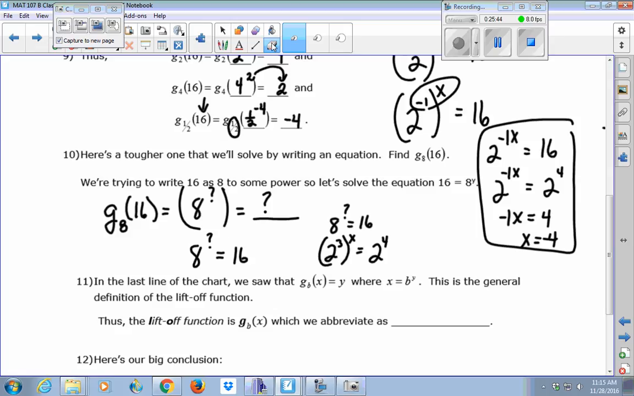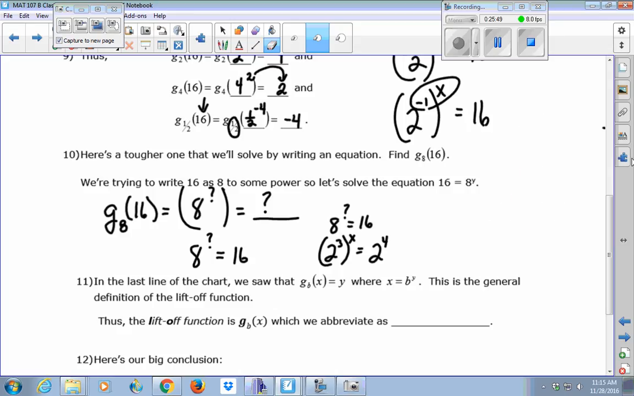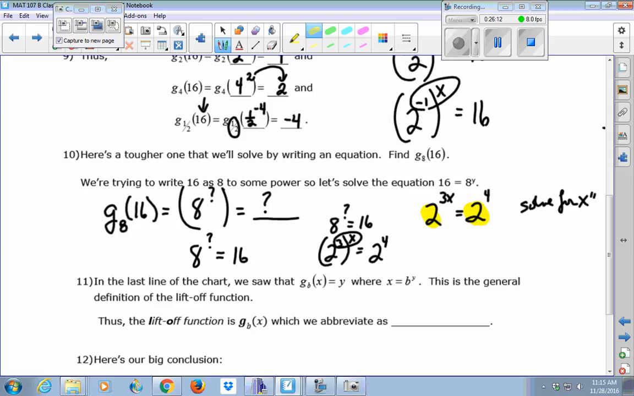Oh, that's looking a lot better right now than it did a few minutes ago, because now I use my exponent rule that says when I have a power to a power, I multiply the powers. So I get 2 to the 3x has got to equal 2 to the 4th. And since I've rewritten them so the base is exactly the same, 2, then all I have to do to solve for x is set my two exponents equal. 3x equals 4. To solve that, I get x equals 4/3.